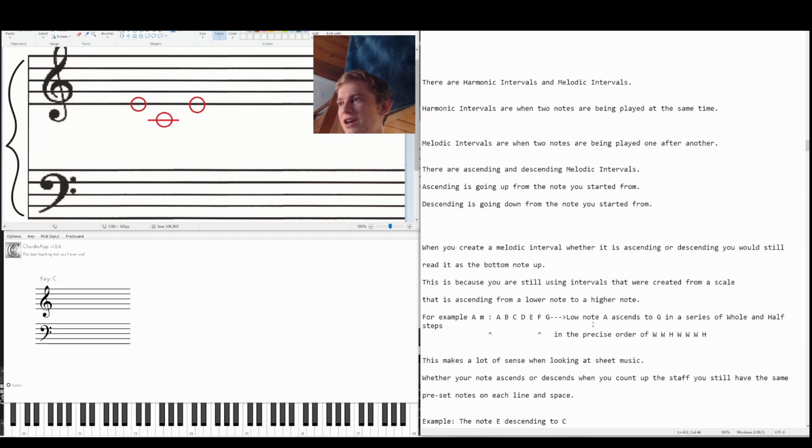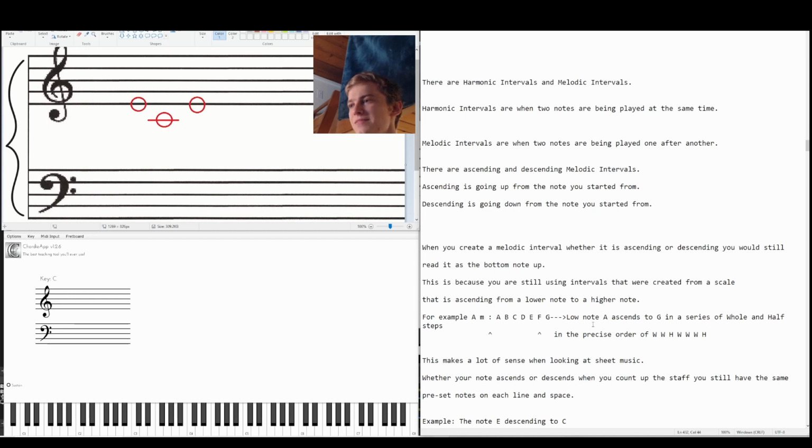Next, there are such things as harmonic intervals and melodic intervals, and there's a difference between them. So harmonic intervals are when two notes are being played at the same time, while melodic intervals are when two notes are being played one after another. There are ascending or descending melodic intervals. Ascending is going from one note that you started from and going to the next note. Then descending is going from one note and going down to the next note.